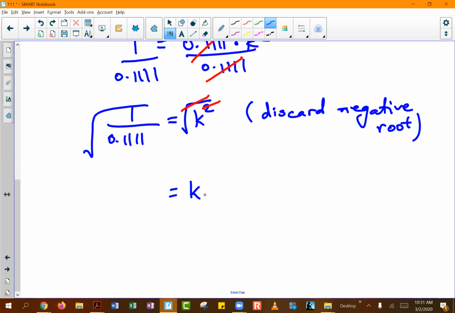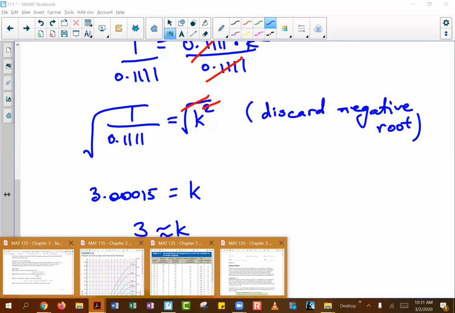And then, like I said, our calculator should be able to help us out. So you are taking the square root of 1 divided by 0.1111. And that comes out to be 3.00015, that's approximately 3.